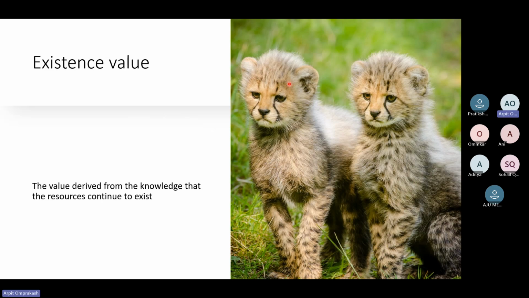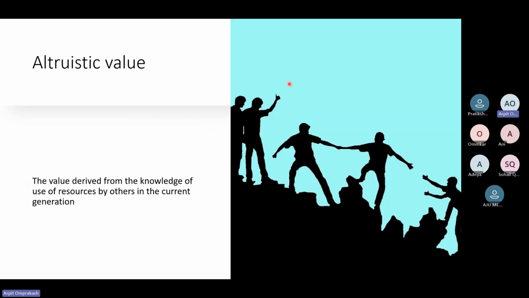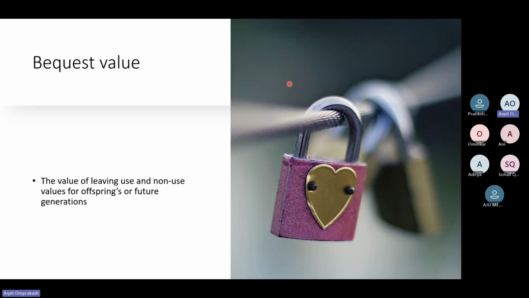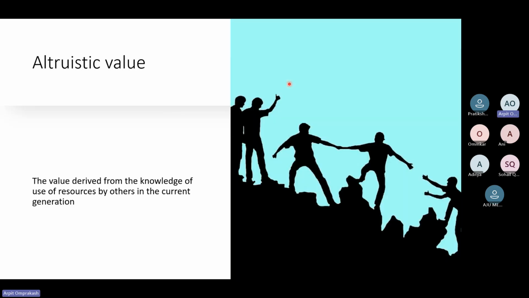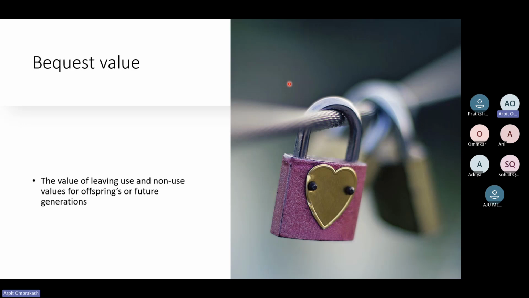Then we have existence value, which is the value derived from the knowledge that these resources exist. Then altruistic value, which is that even though you are not using the resource, someone else is using it somewhere, and that knowledge gives some value to you. Then bequest value, which is the value of giving the use and non-use values to offspring or future generations. In option value, you are keeping it, and then you might end up making a decision. But in bequest value, you are transferring the ownership to the offspring or later generations, so they can do what they want based on their needs.